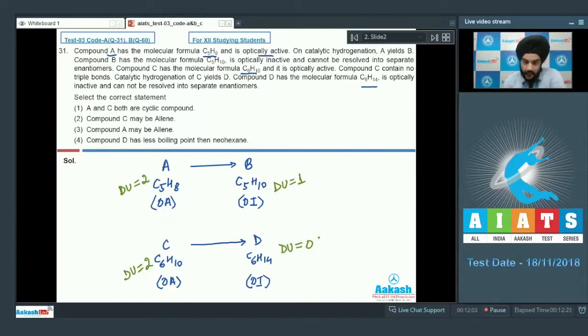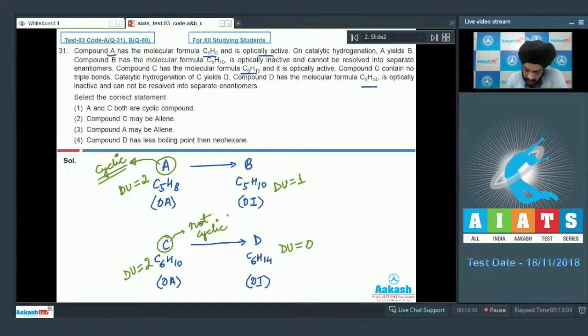If we look very carefully at the first reaction, we can see that upon catalytic hydrogenation, the degree of unsaturation is not completely satisfied. So it must mean that the compound A is a cyclic structure. Now, if we look at the second reaction in which C is converting into D, we can see that the compound D has 0 degree of unsaturation upon catalytic hydrogenation. It must mean that the compound C is not cyclic.